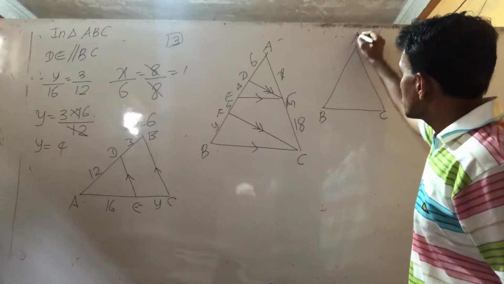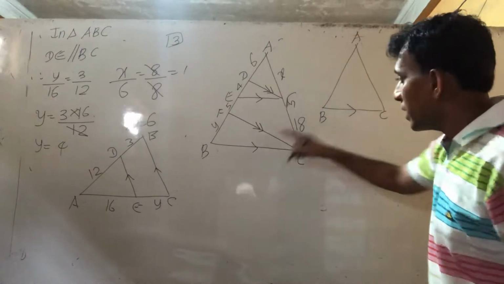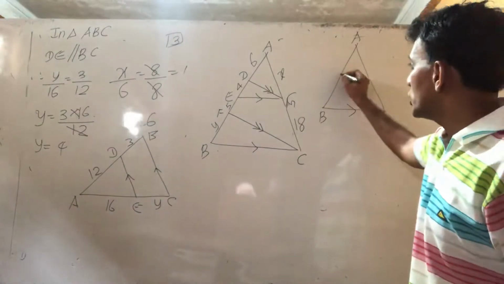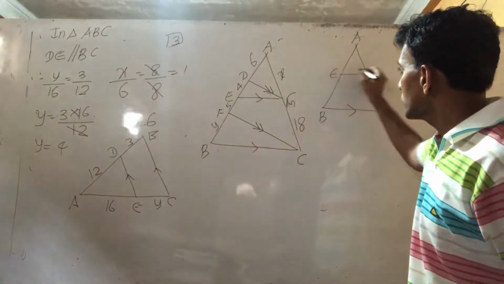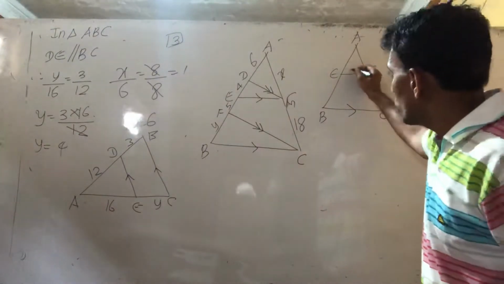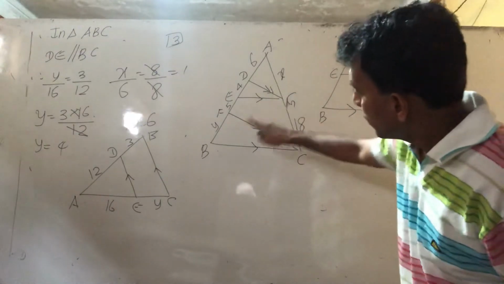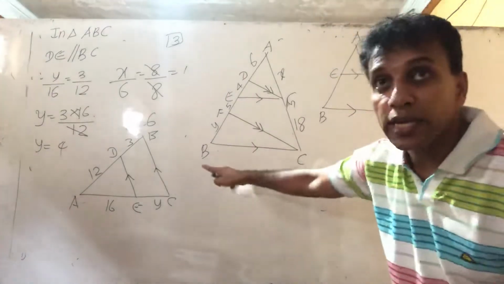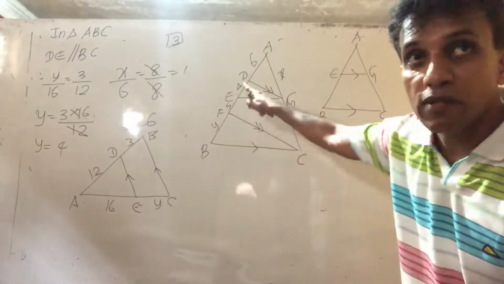ABC, then this parallel and EG. You need the EG, right? Okay, then mark the details here. These two parallels. BE. What is BE? Check that.